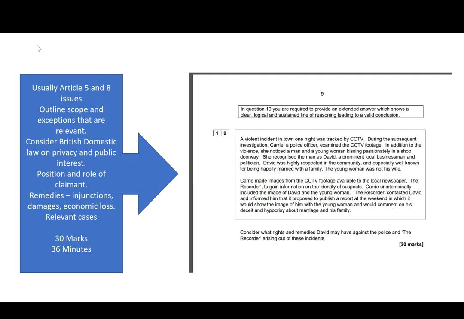Again, certainty of the details in the article is essential, and if the cases are known, sometimes it's very easy to spot which one has been used as the basis for the scenario, and that should steer them in the right direction.